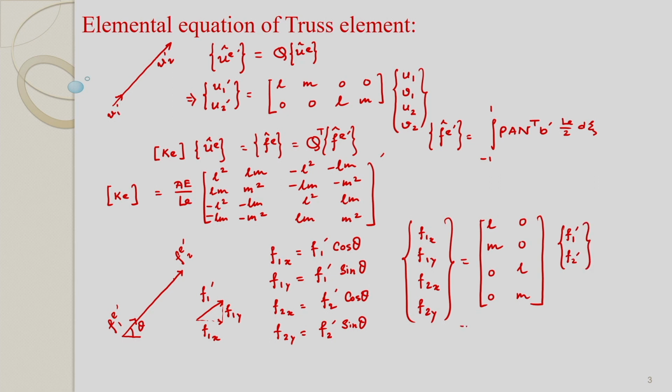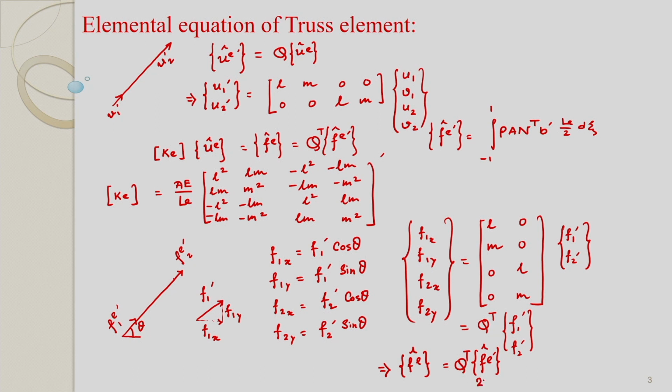Now this is nothing but Q transpose. So, if F E hat is Q transpose F E prime hat, where this is F E prime, which are the load vector along the element.